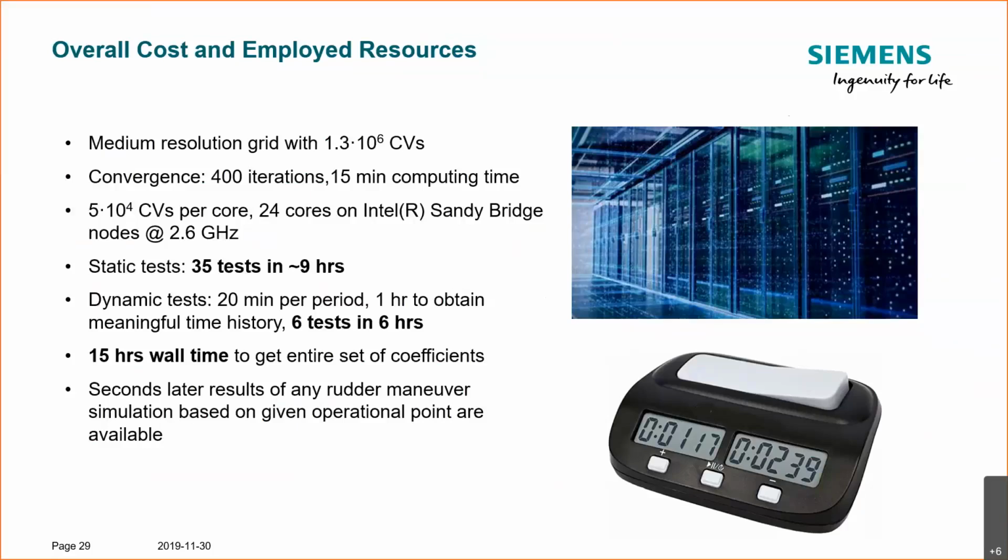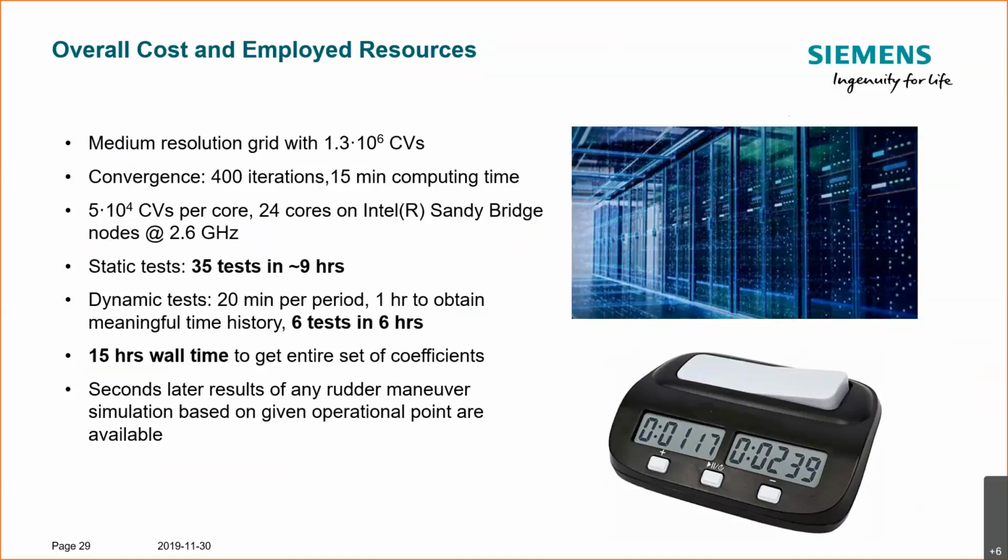Dynamic tests required 20 minutes per oscillation period. So usually you need 3 or 4 periods to be able to do the Fourier analysis to derive the coefficients. The 6 tests that were done were completed in 6 hours. So overall, 15 hours if I only have 24 cores to get the entire set of coefficients. And seconds later, I have results of any rudder maneuver simulation based on the given operational point.